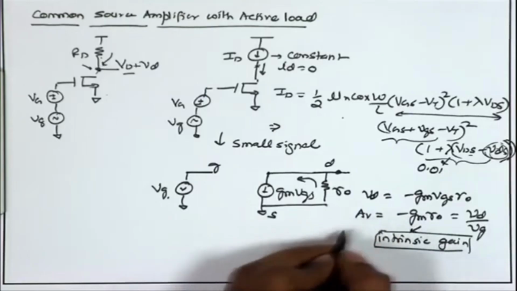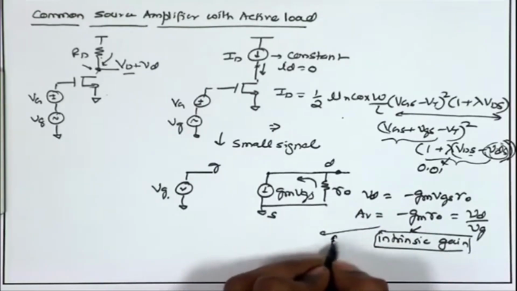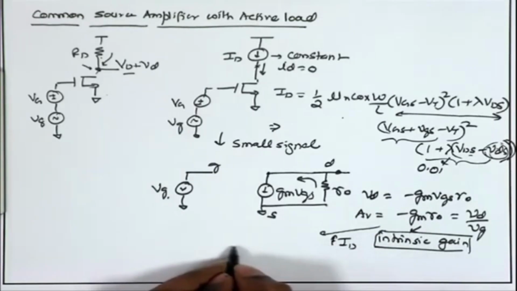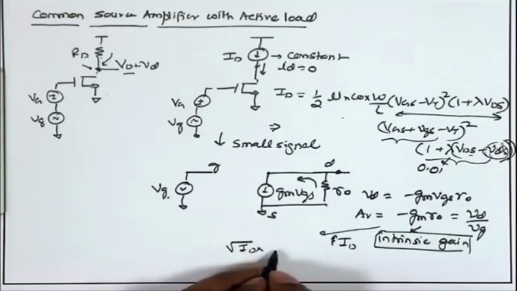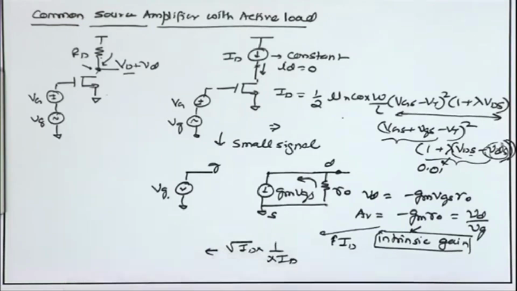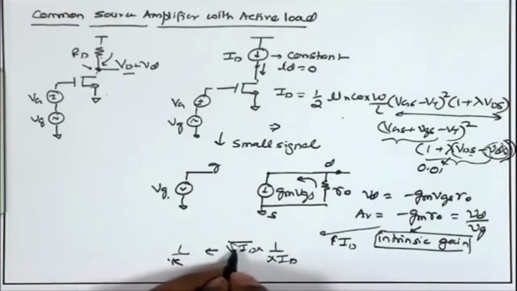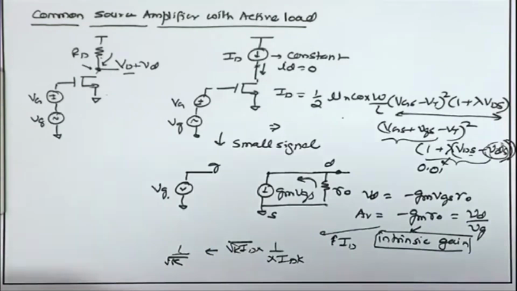We know that if I am increasing my ID, GM is going to go up by root ID, but RO is dependent upon 1 upon lambda ID. So, my gain will go up if I am increasing my ID, the gain will go down by a factor of root k. Suppose I increase the ID by k times, the gain will go down by root k. If I am reducing my ID by k times, the gain will go up by root k.